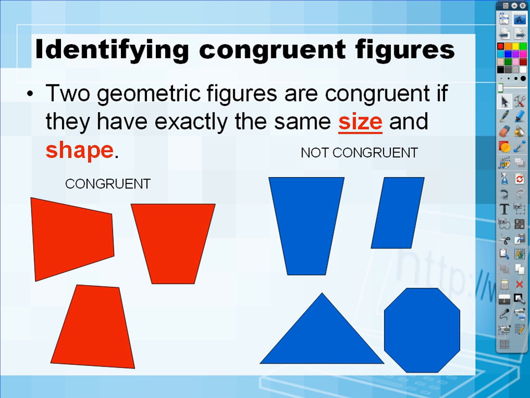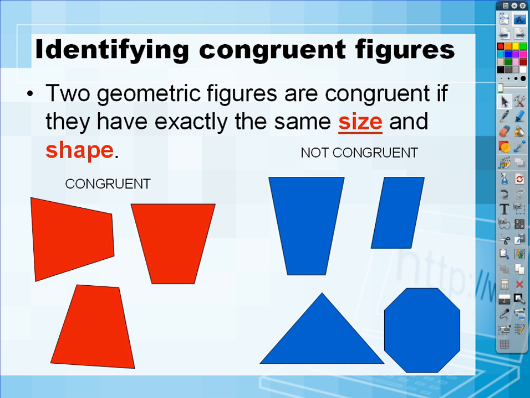Now, later on in the class, we'll look at some cases where two geometric figures might have the same shape but not the same size, and we'll call those similar figures, but not congruent. If they have the same size but not the same shape, well then, they're nothing important really. They're certainly not congruent.